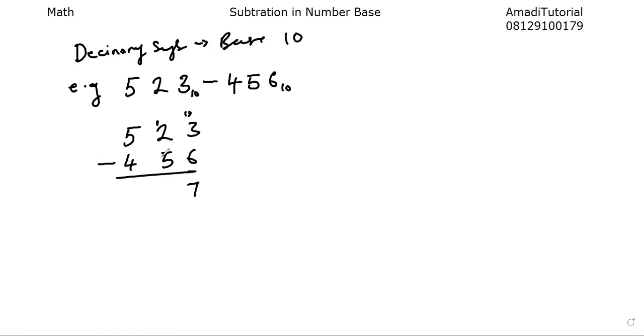1 minus 5. You cannot. So we borrow 1 from 5 here, and that one becomes what? 10. We join it with 1 that was here, it becomes 11. 11 minus 5 is 6. So what is left here is 4. 4 minus 4, 0. So therefore, 523 minus 456 is what? 67, all base 10.